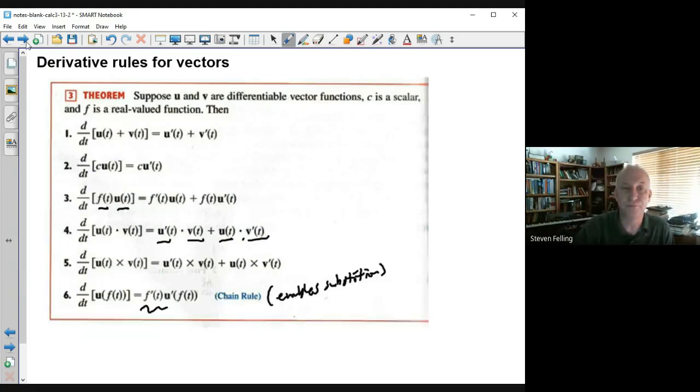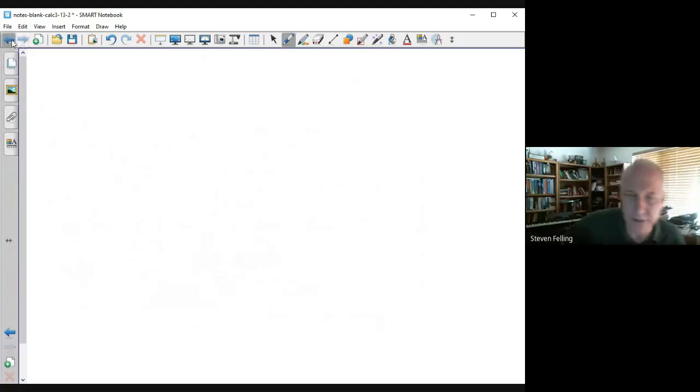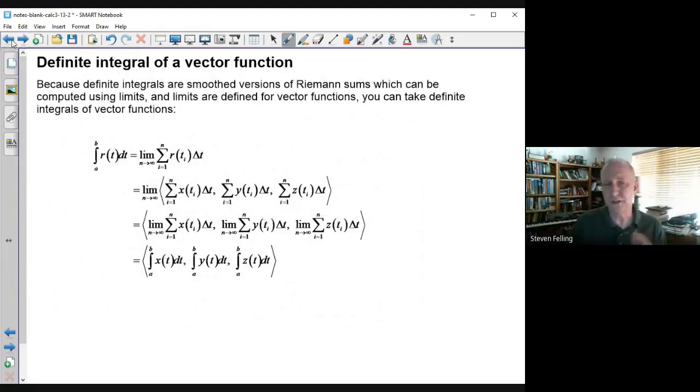Okay, and then the last thing I want to mention for today is, because definite integrals are smooth versions of Riemann sums, which can be computed using limits, and limits are defined for vector functions, you can take definite integrals of vector functions, okay? So for example, if you have a vector function, so these are intended to be vector functions. Let me put little vector symbols there.